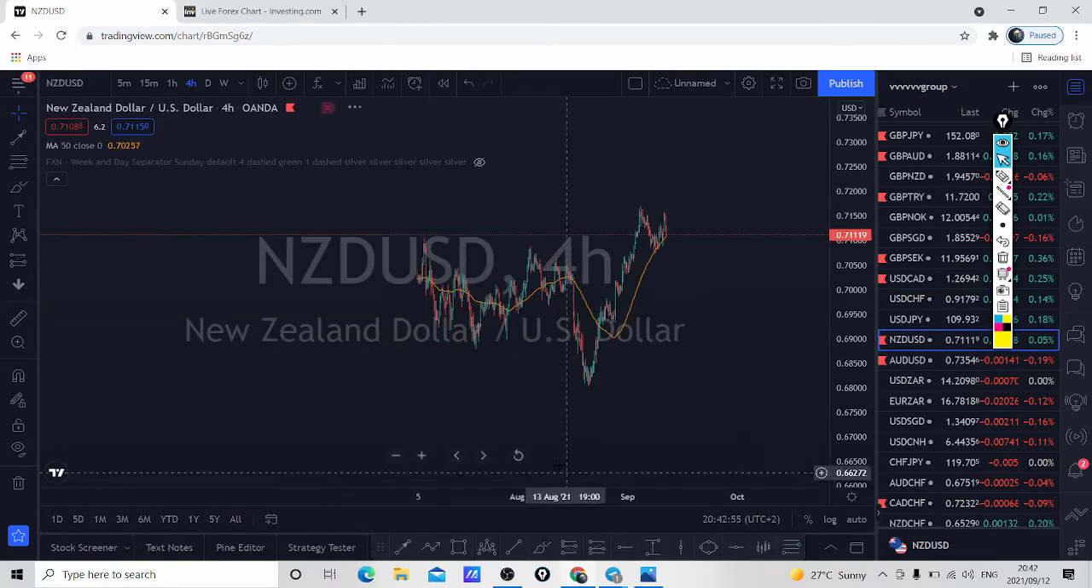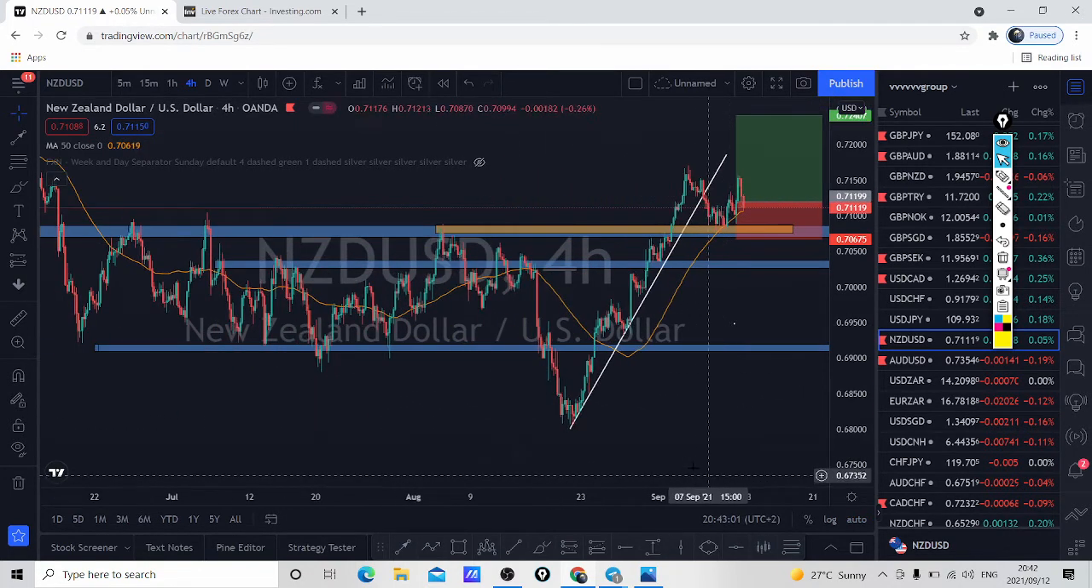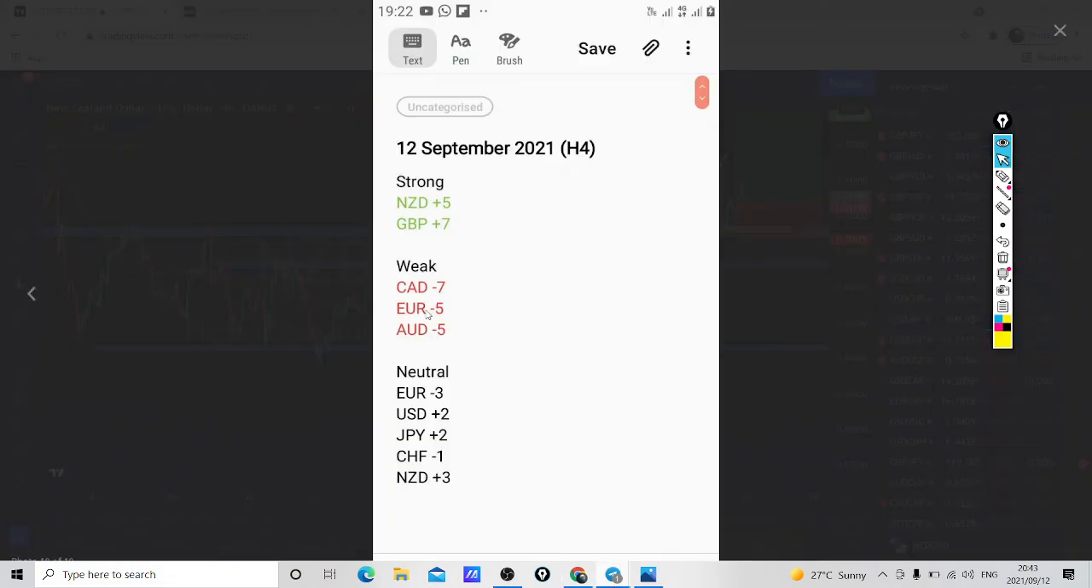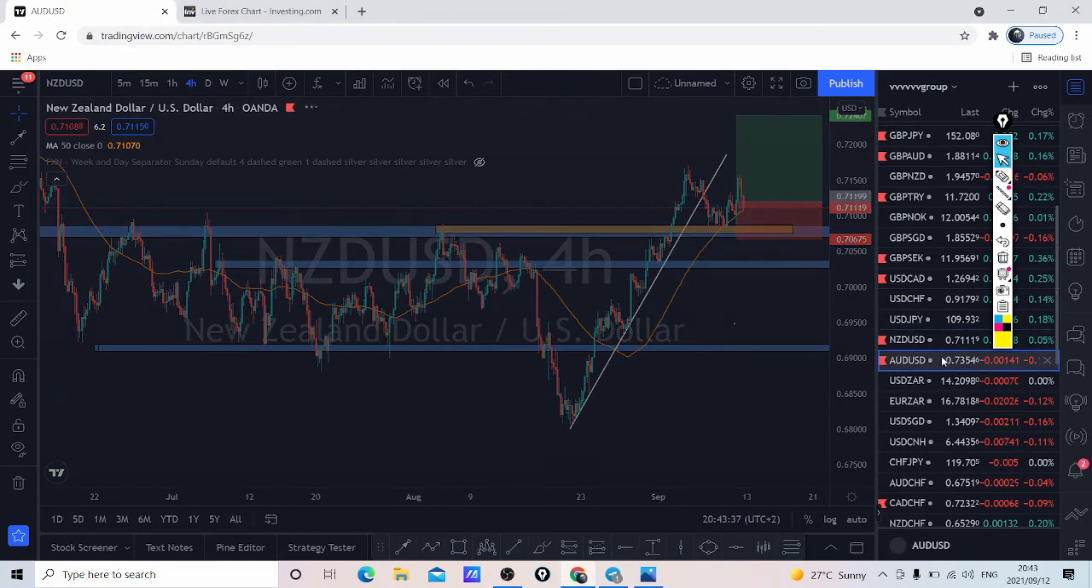NZD USD, this one, I'm currently in a loss. I was buying because NZD is buying with +5, and then the USD is neutral with +2. And then I've seen that the US dollar is trying to gain power. So we're going to end up seeing something like this. And another thing is, this thing is overextended now. The market has been buying for quite some time. Anything can happen. The market is going to change directions to the downside.